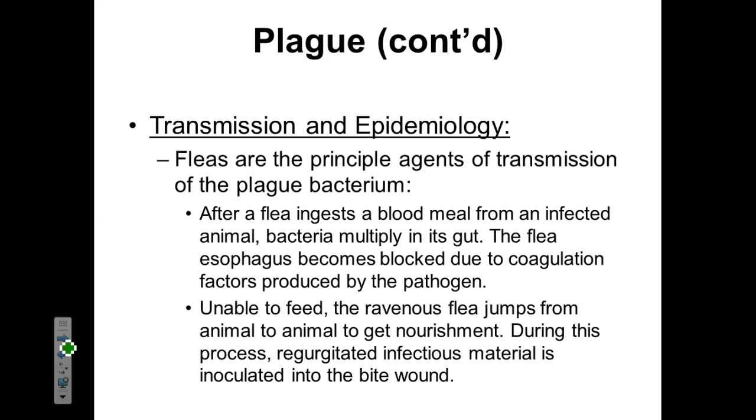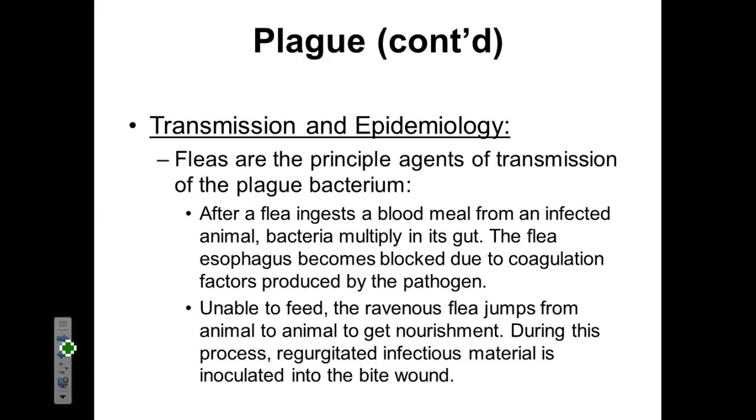After the flea ingests a blood meal from an infected vector, like a rat or a human being, that infected animal, the Yersinia pestis will rapidly multiply within the gut of the flea, and then the flea's esophagus becomes blocked because of the coagulation factors produced by Yersinia pestis.